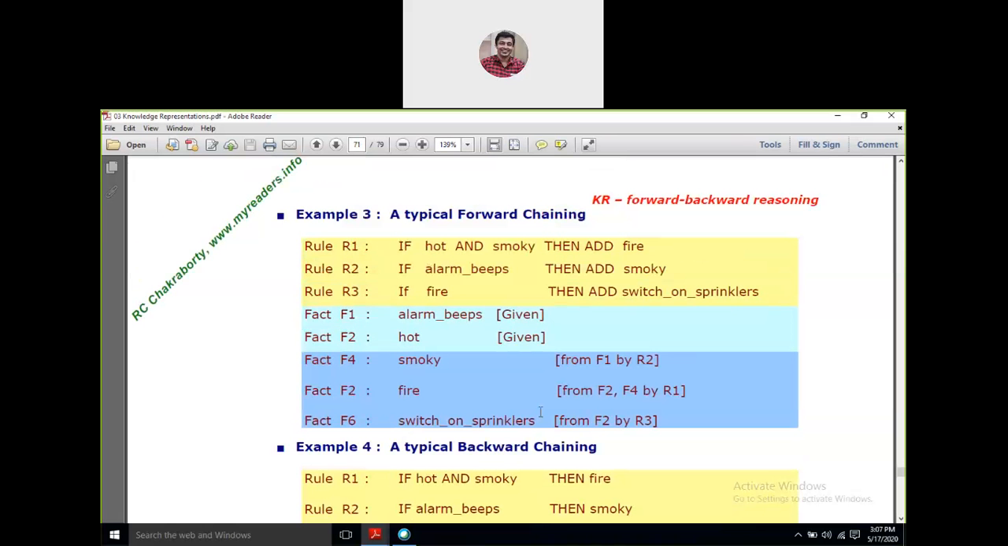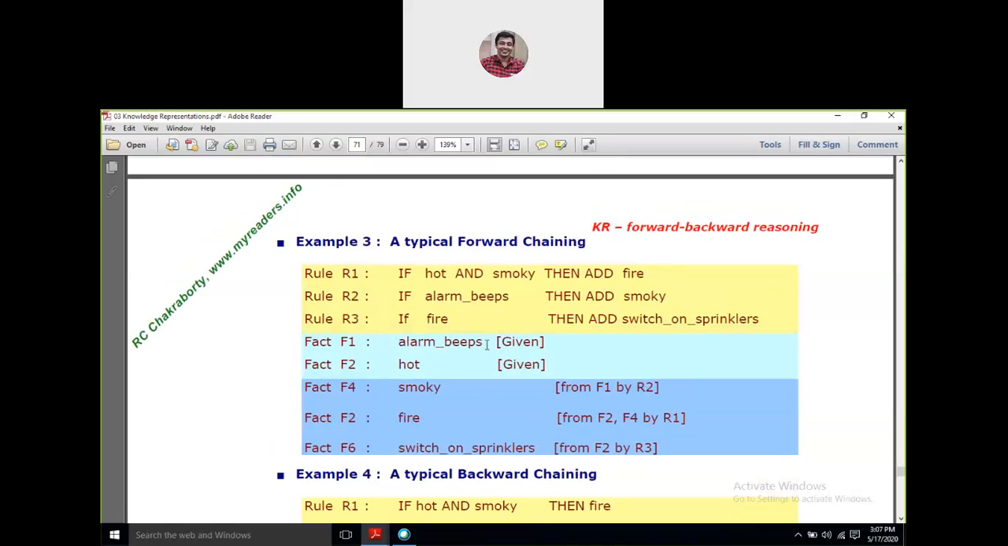Now, here, the overall set of rules, they remain the same as we have seen in the previous two examples, right? They were just simple examples. Here, there is a solution for a forward chaining actual practical life problem, right? So we do have a few rules out here. If it is hot and smoky, the same thing, and fire. If the alarm beeps, it is smoky. If there is fire, then switch on the sprinklers.